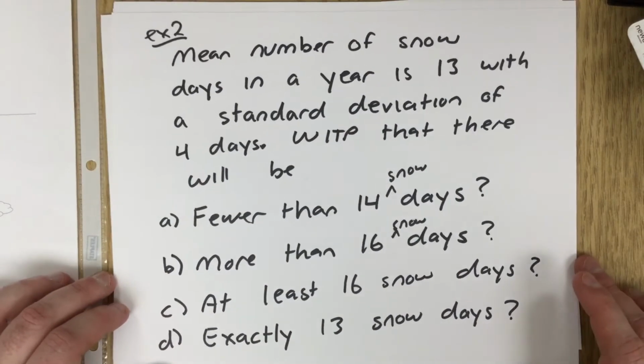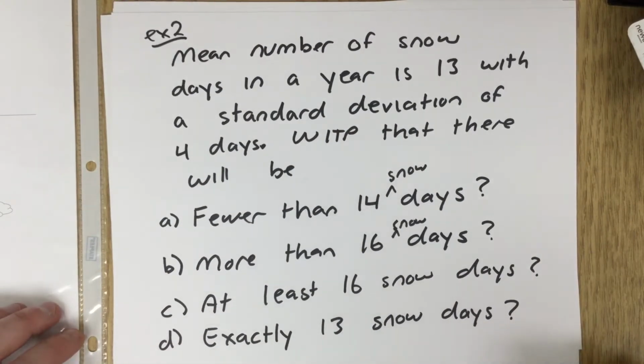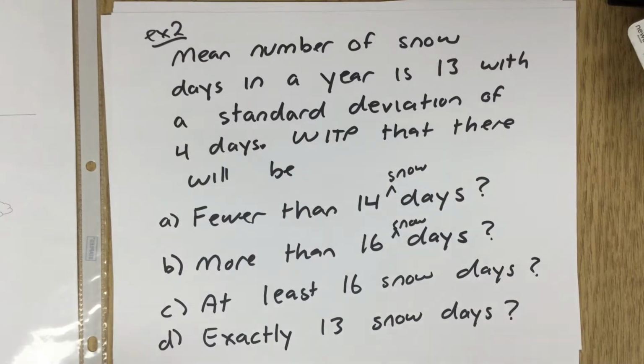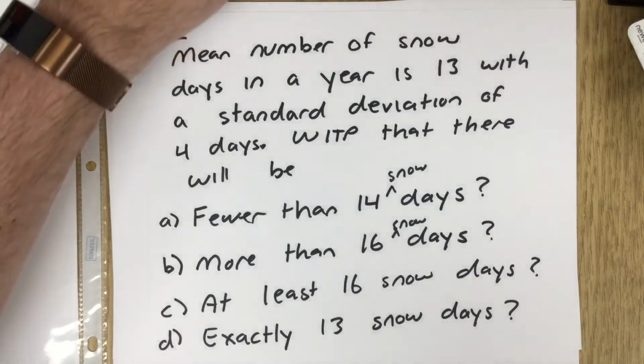Let's do an example. The mean number of snow days in a year is 13 with a standard deviation of 4 days. What's the probability that there will be fewer than 14 snow days, more than 16 snow days, at least 16 snow days, exactly 13 snow days?